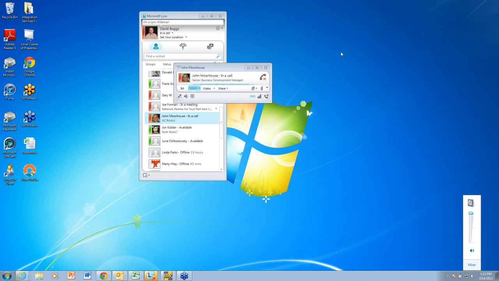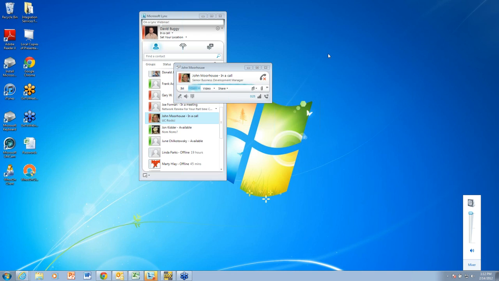I'm holding my standard analog technology cell phone here up to my computer. But John's voice is coming through my speakers on my computer, and vice versa. When I speak to John, he is hearing me through the speakers on his computer, or if he has a headset, he would be hearing me through his headset.